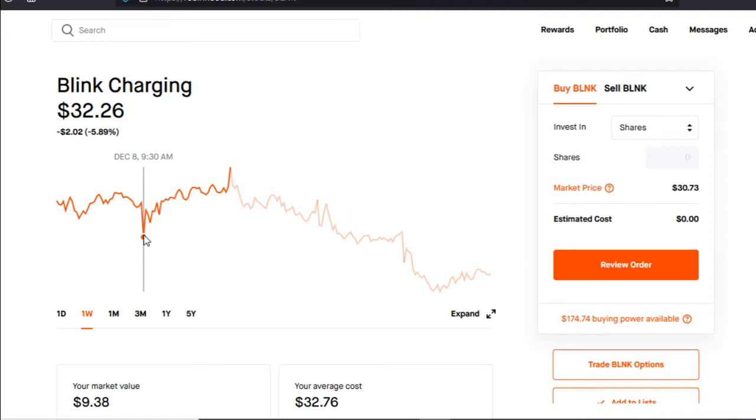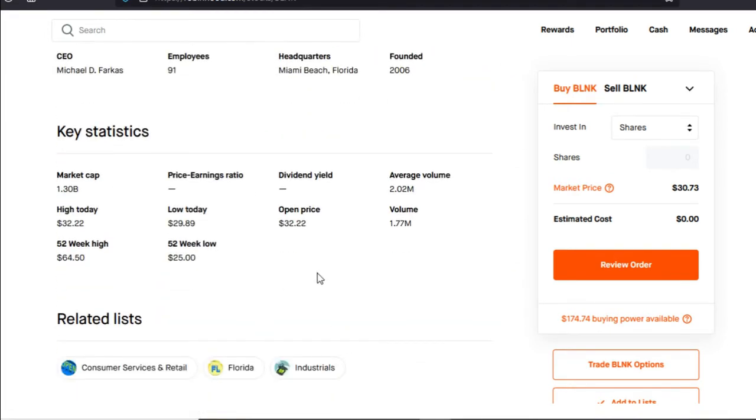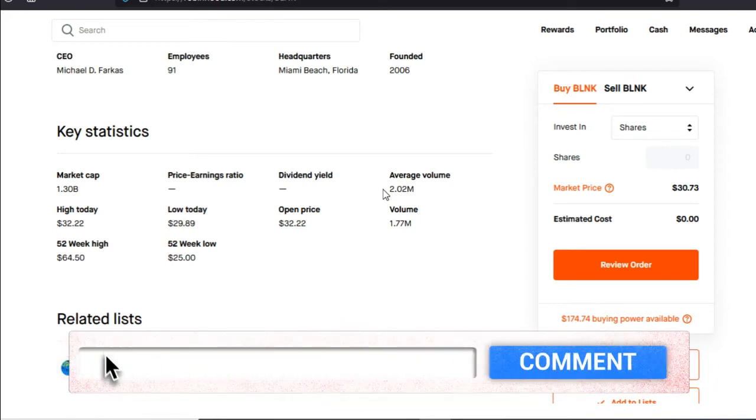Good. Criteria number 2 is checking the trading volume before making a decision of which strike price to choose. So we're on Blink, so let's just continue with Blink. We're going to scroll all the way down and we're going to look for the average volume. As you can see here, the average volume for Blink is about 2 million. Now 2 million is pretty decent, but it's not very liquid. Now let me show you what I mean.